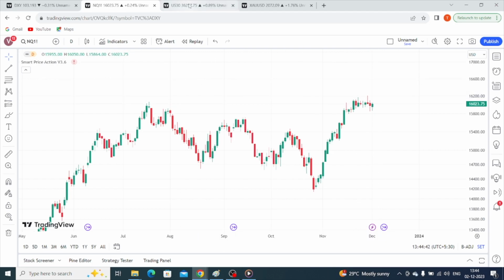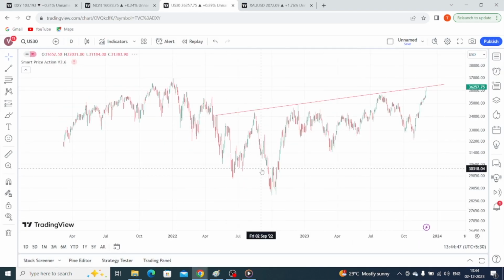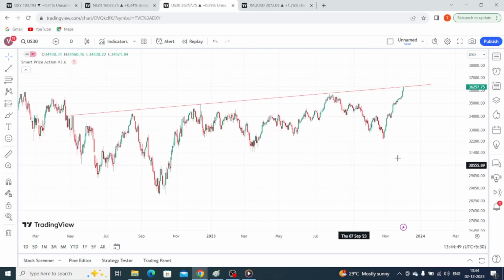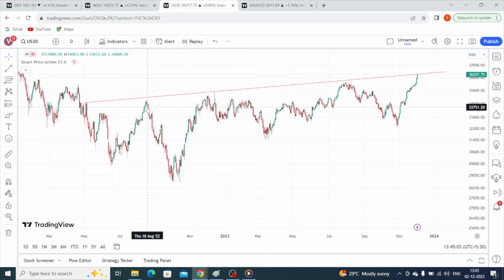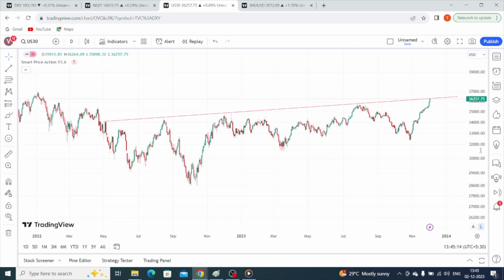Now let's proceed to US 30, that is Dow Jones. Dow Jones also, from this October end, is rallying unidirectionally. There is no retracement at all. But what has happened when the market moved unidirectionally? See here, see here, see here. Now what is going to happen over here? So I guess it's a blind guess what is going to happen over here, correct?